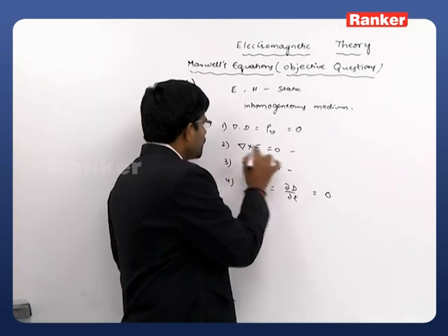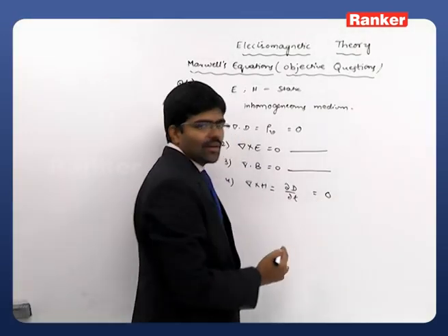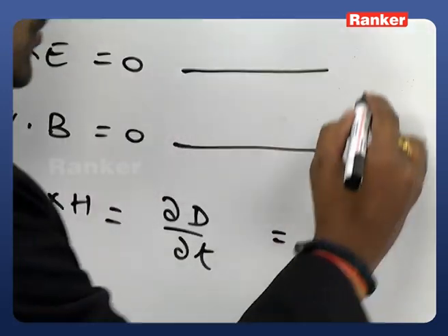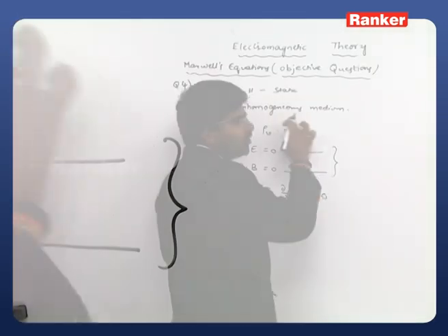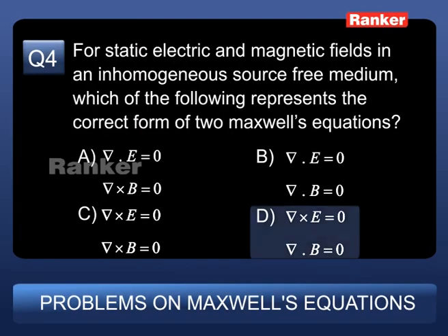Clearly del cross E is equal to 0 is available, and del dot B is equal to 0 is available in option 4. So clearly these two equations are suitable for a static inhomogeneous medium. So option D is the right option. So clearly identify that one purely based on our Maxwell's equations.